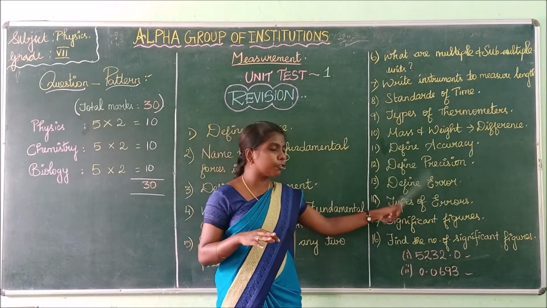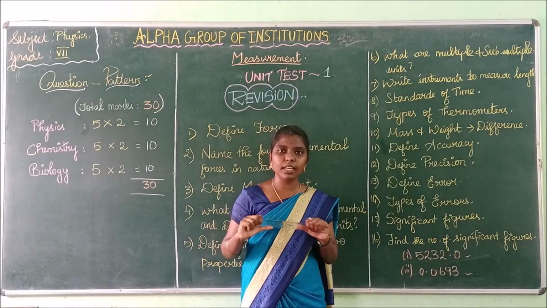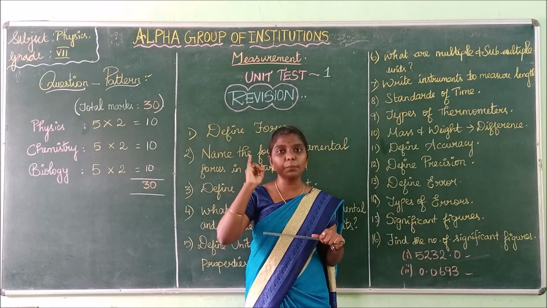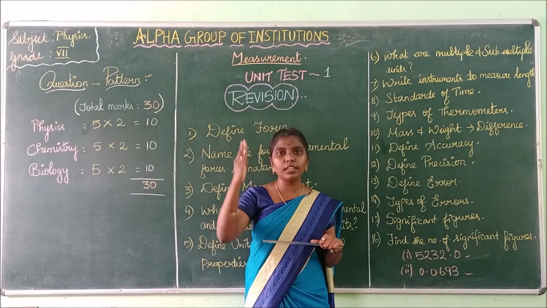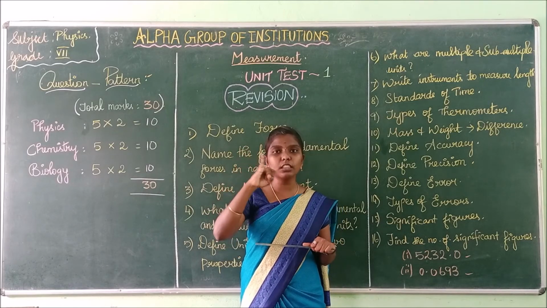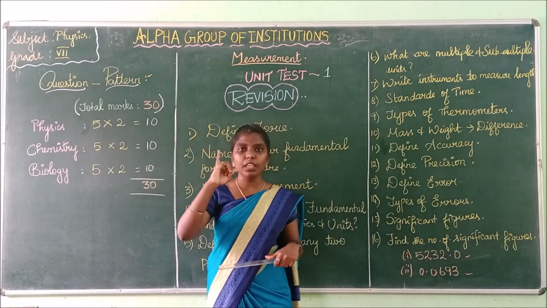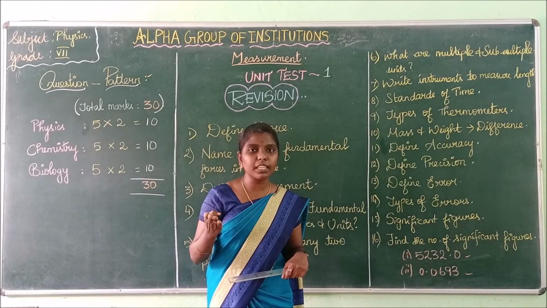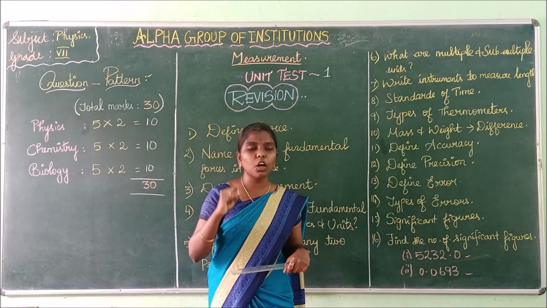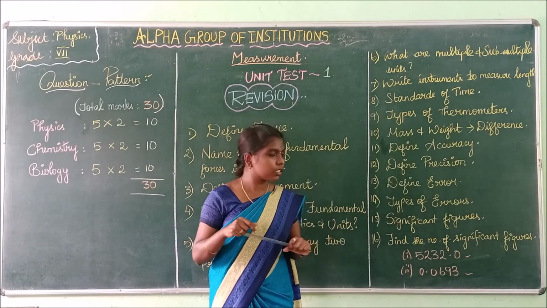Next, types of errors. There are various types of errors: systematic error, random error, instrumental error, observational error, experimental error, theoretical error, blunders.